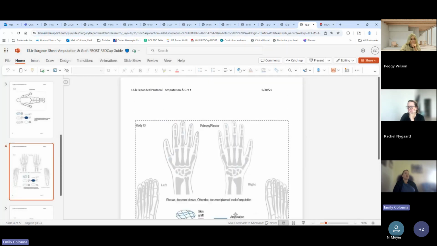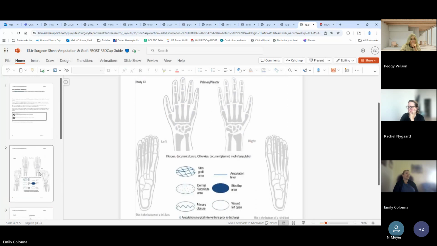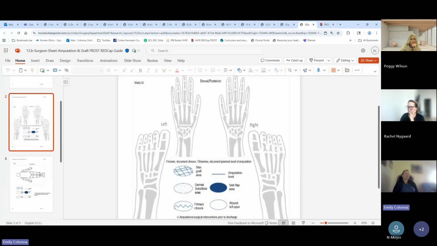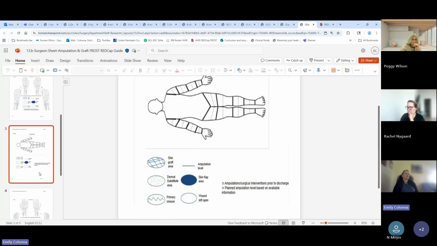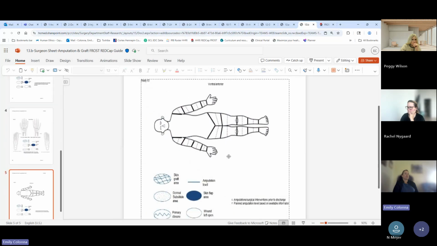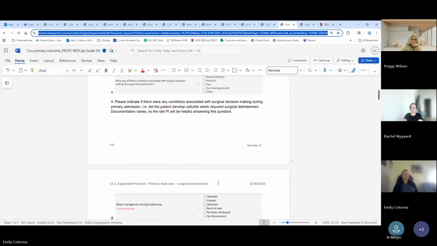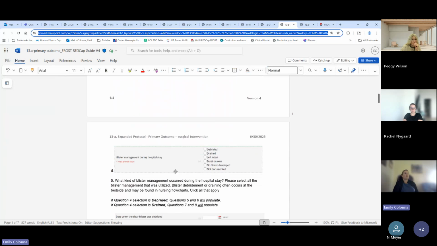It gives you options for either the palmar or plantar side and dorsal or posterior, and then the same with the pictures of the body, dorsal and anterior. And then were those surgical decisions based on any of these conditions here? And blister management during the hospital stay, were they debrided, drained, left intact?